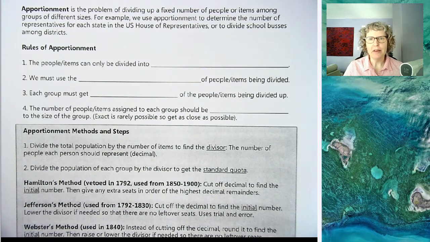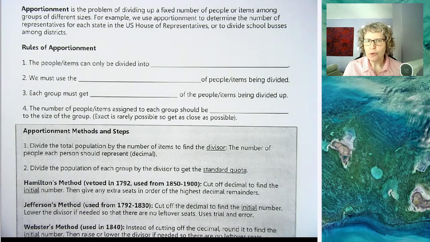Apportionment is a problem if we have a fixed number of items or people that we need to divide up among groups of different sizes. For example, in our U.S. House of Representatives, we have a certain number of representatives designated in the Constitution. We need to divide them up among all the 50 states, but the states are all different sizes. So it's kind of a challenging problem.